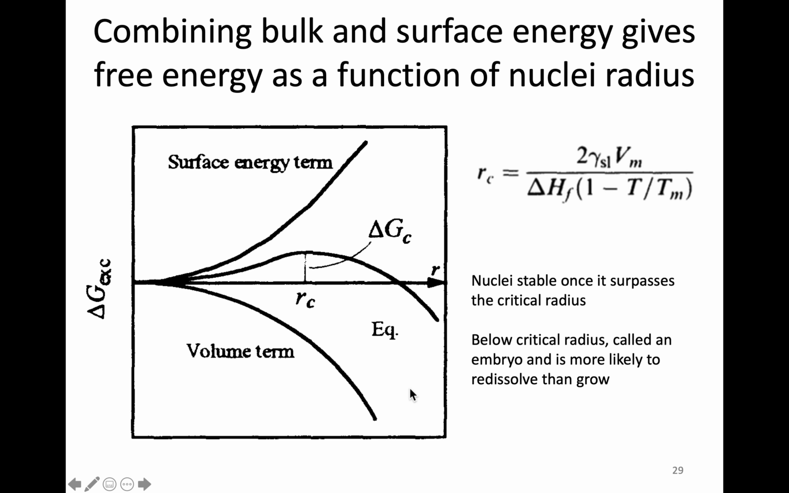Below it, I believe I used the wrong terminology earlier, but below it we call it the embryo because it's not yet stable. Once it reaches that critical size, we call it a nucleus, or nuclei. So that's the critical point that we have, and that's the important part for making this crystalline solid.